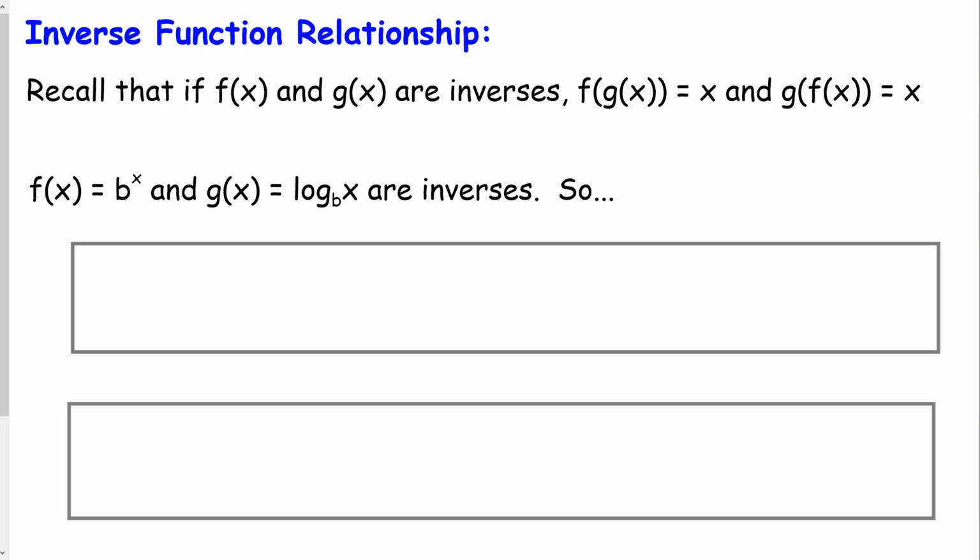All right. Now, remember from when we learned about inverses that if f of x and g of x are inverses, their composition will be x, because inverse functions cancel each other, like plus 2 and minus 2, or times 3 and divided by 3. So f of g of x will be x, and g of f of x will be x. So imagine that f of x is b to the x power, that's an exponential function, and g of x is log base b of x. That's a logarithmic function. They have the same base. They are inverses.